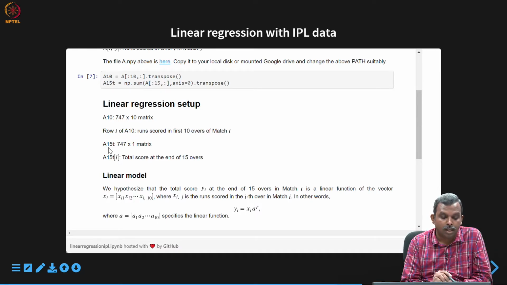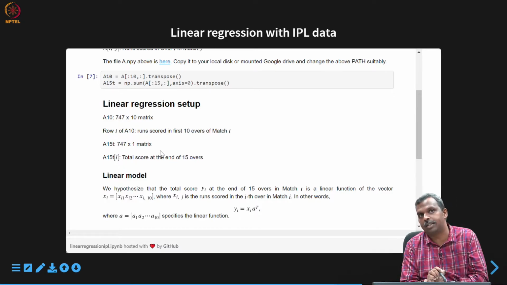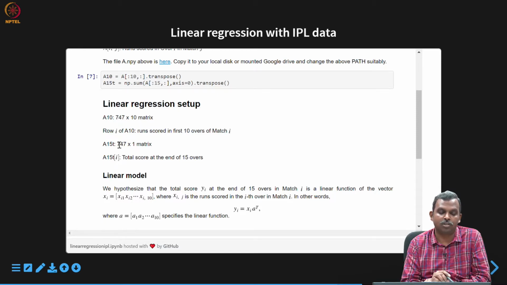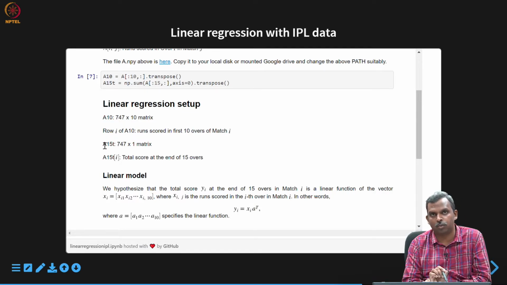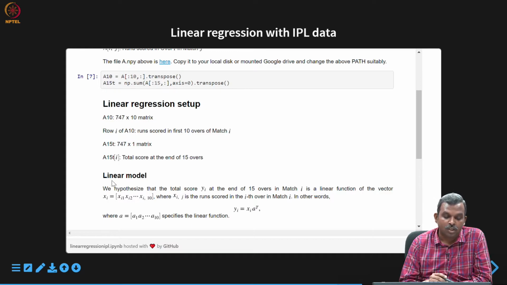That's my vector. And then I also have A15T, which is the total score at the end of 15 overs of the ith match. Okay, so this will be a 747 by 1 matrix, and that's what I've done here. A15T, I'm summing up to the 15th row of the matrix A and then transposing. Okay, so this axis 0 tells me that you do the column sum. Okay, so A15T is the total score at the end of 15 overs. Okay, so maybe you can sort of smell where I'm going here. I have the runs scored in the first 10 overs, and I'm also keeping the total score at the end of 15 overs. Okay, so now we think of a linear model.